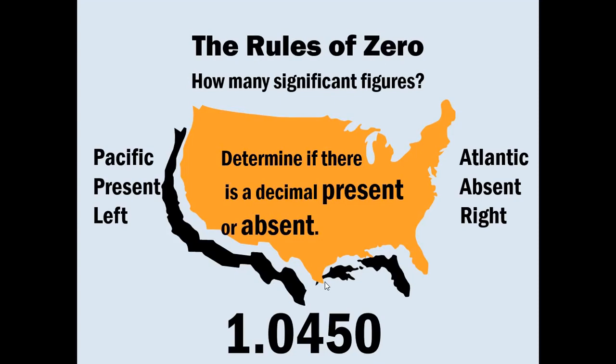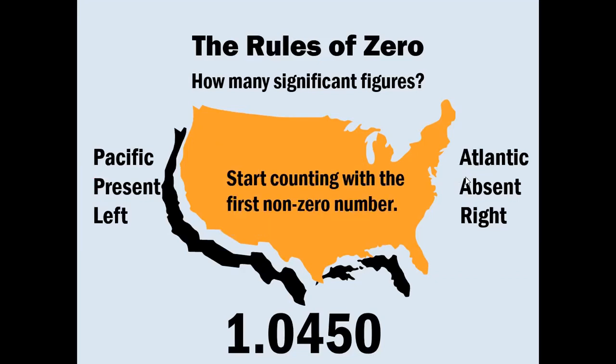If you're familiar with American geography, we know that the Pacific Ocean is on the left side of the country and the Atlantic Ocean is on the right side of the country. If there is a decimal point present within the number we are evaluating, we are going to start counting the significant figures from the left side of the value. If the decimal point is absent, we're going to start counting from the right side of the value. We start counting with the first non-zero number.